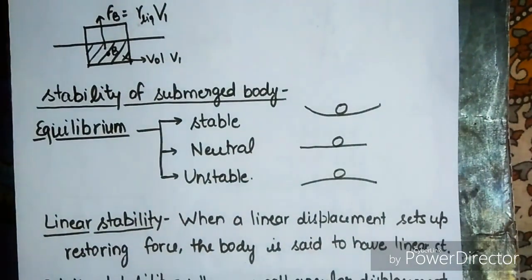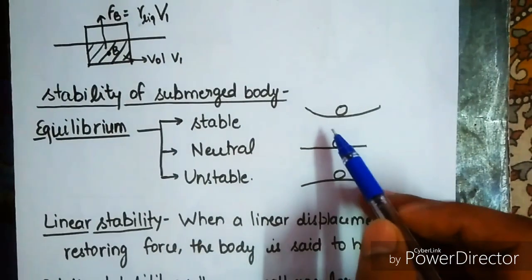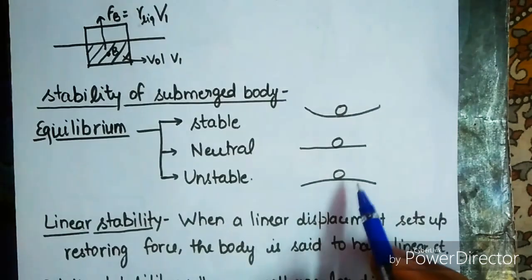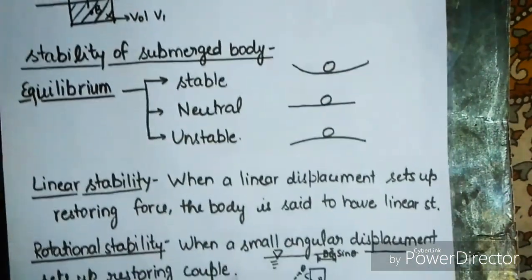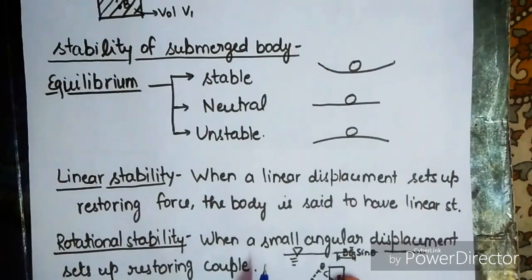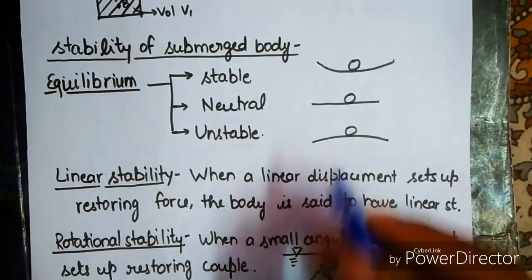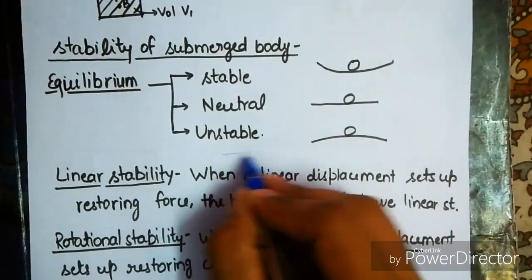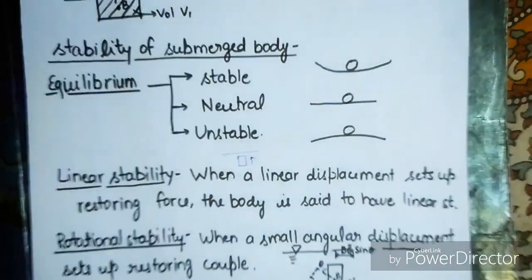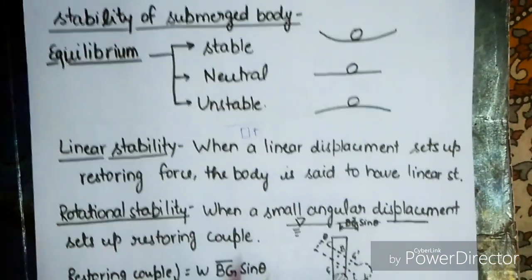Stability of the submerged body. Equilibrium: there are three types of equilibrium, stable, neutral, and unstable. We can see the case here. This is the case of stable, neutral on the plane surface, and unstable on the convex surface. The linear stability: when a linear displacement sets up a restoring force, the body is said to have linear stability. Okay, when any body is submerged in water like this and there is a force upward providing it a linear displacement, then it is called linear stability.